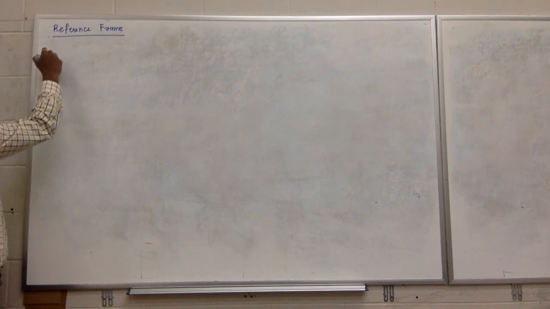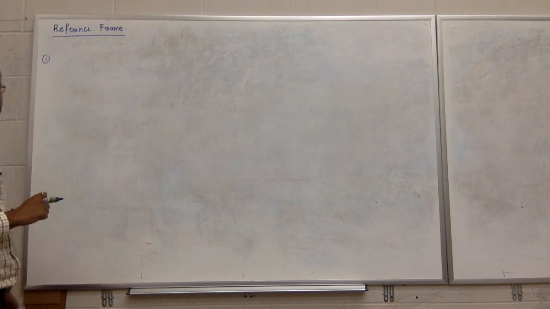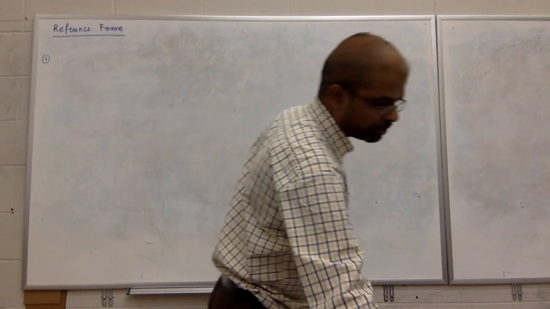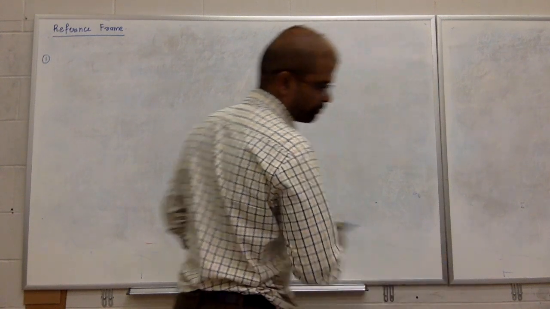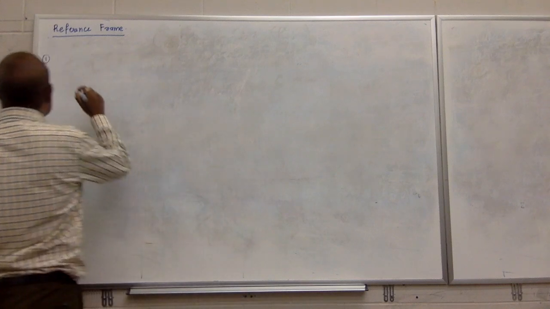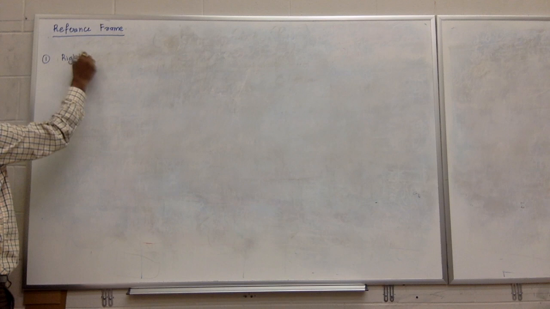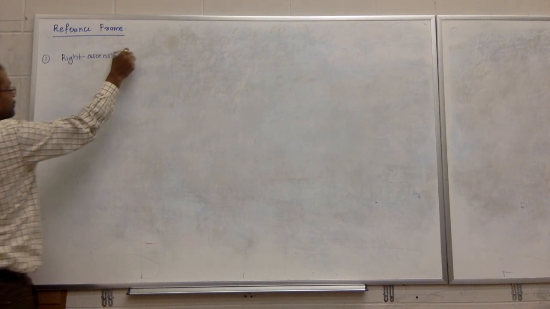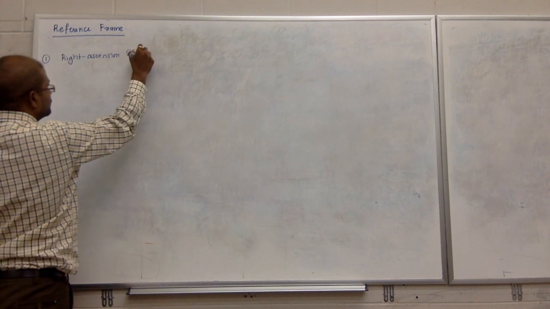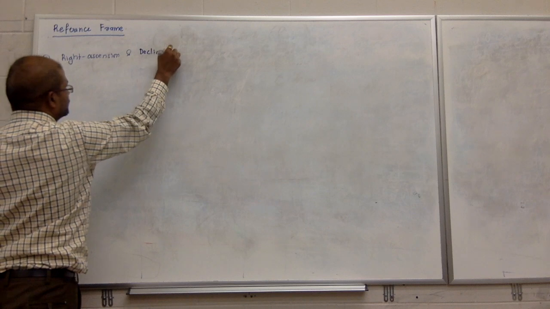So what we'll look at is three reference frames, okay, with coordinate systems attached. The first one is called the right ascension and declination frame.